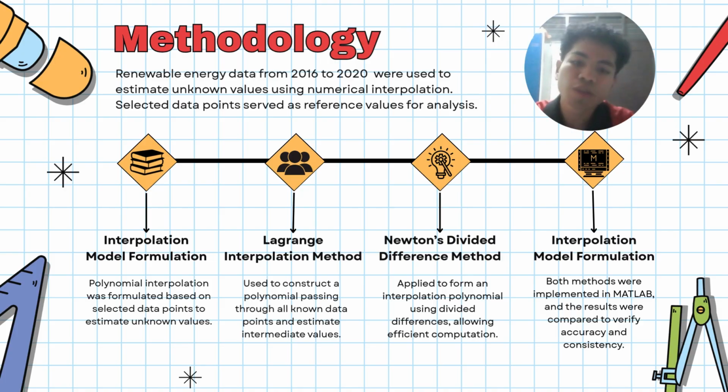For coding implementation and verification, both interpolation methods were implemented using appropriate coding techniques to reduce manual calculation errors and improve accuracy. The codes were developed to generate interpolation polynomials and compute estimated values automatically. The estimated results obtained from Lagrange interpolation and Newton divided difference were then compared to verify consistency and accuracy.